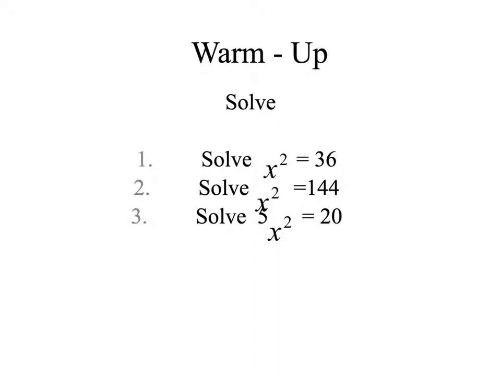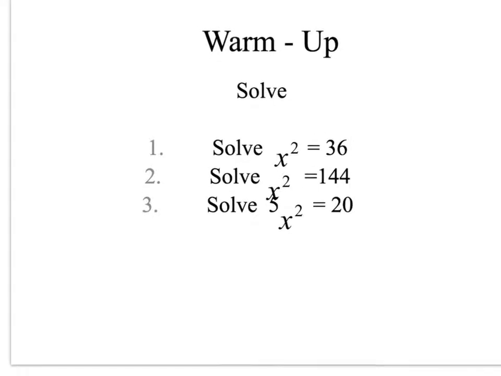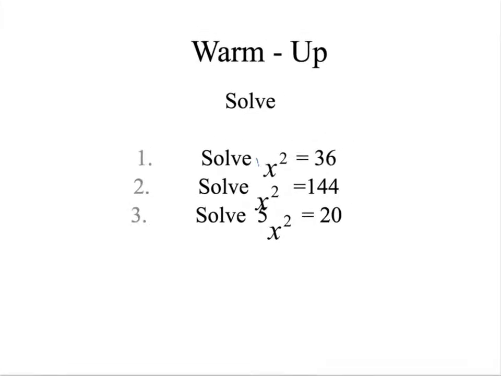So looking up at the warm-up, we have some square root equations that we have to solve. Remember that to undo squaring that x, we're going to square root each side. So when I square root each side of the first one, I get x equaling positive or negative 6. It is an equation, so you do need that positive negative symbol. Second one, square root each side, and x equals positive or negative 12.